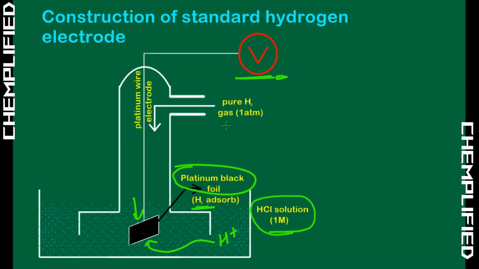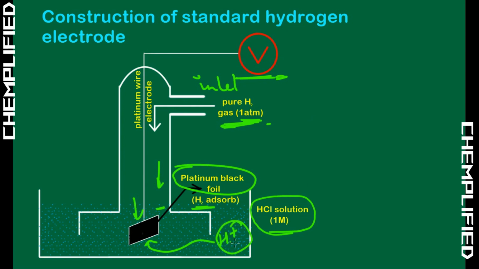And last thing, pure hydrogen gas is forced into the container through this inlet at 1 atm pressure. Now as we are forcing hydrogen gas into the container at 1 atm pressure, the hydrogen gas which we are forcing into the container will dissolve itself into the solution, and this will make our cathode and anode, right? Now why we call it gas ion electrode?